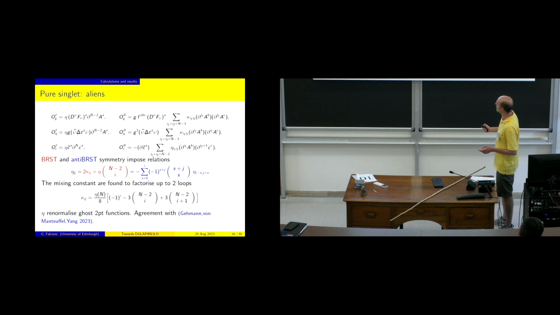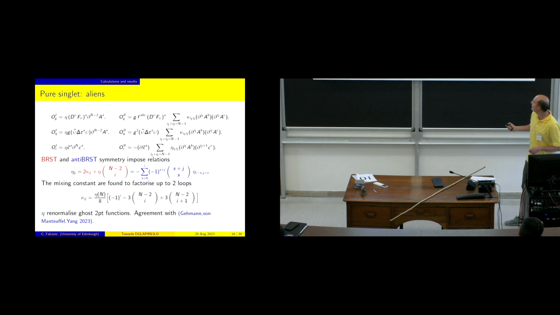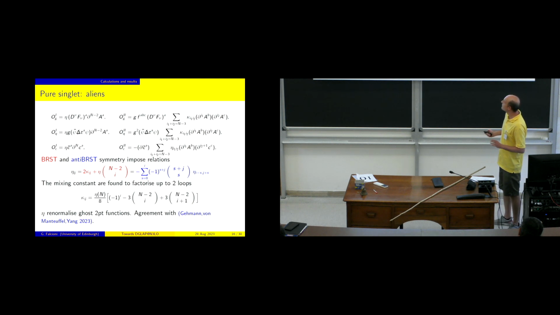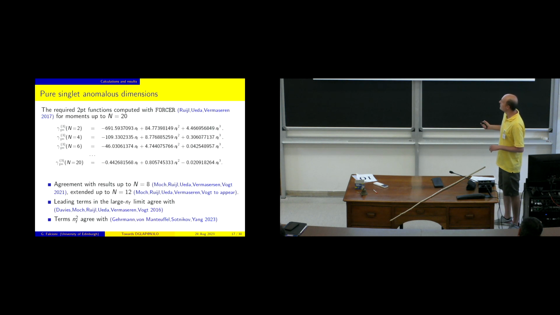We computed this mixing to 3 loops, and we found agreement with another group that used completely different methods. So this was okay. After this alien part was under control, you can proceed and compute the full four-loop correlators. We used the code Forcer, which is already public since many years, and we got the first 10 moments up to N equal 20.